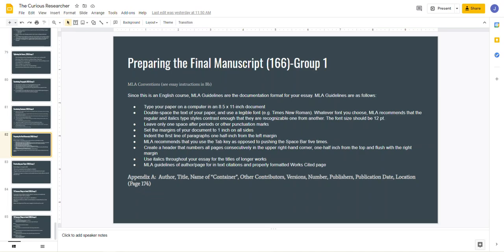So I want everyone to take a really good look at the MLA conventions. It's mentioned in the textbook. There's a link in the electronic copy of the textbook to the Appendix A. Appendix A, the MLA guidelines there are really a valuable resource. So what I have here is the MLA guidelines from the assignment.